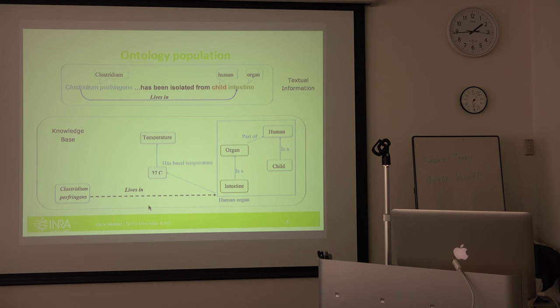So let's come back to the framework, ontology population versus inference. Again, a close example to the one we have already seen about Clostridium perfringens that has been isolated from childhood. Ontology population here consists in adding this relation in the existing ontology. The extract of the ontology displayed here shows that intestine is a human organ, and usually this human organ has 37 degrees as a basal temperature. So doing ontology population, we just add these links between the bacteria name and the intestine as the human organ.